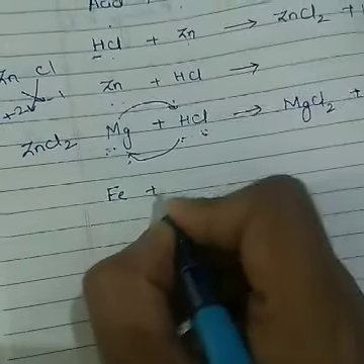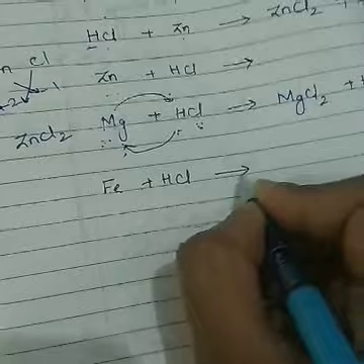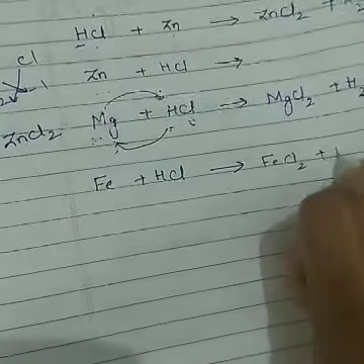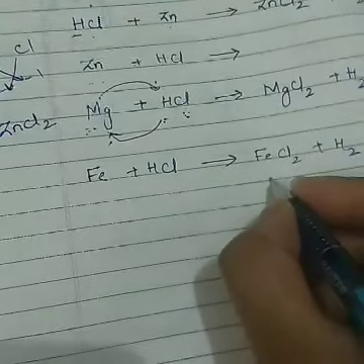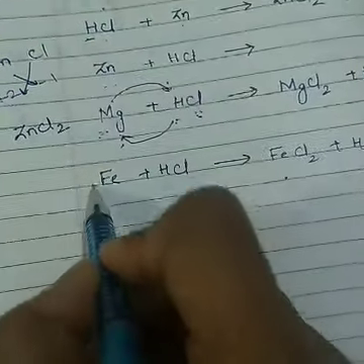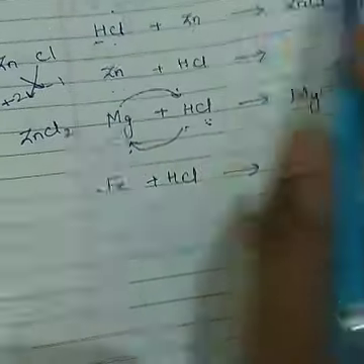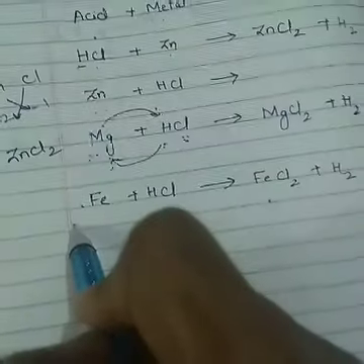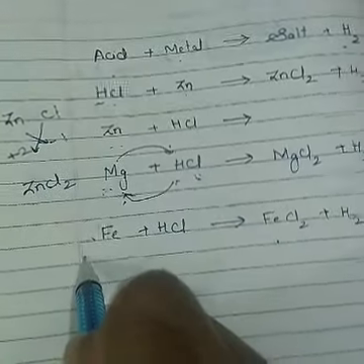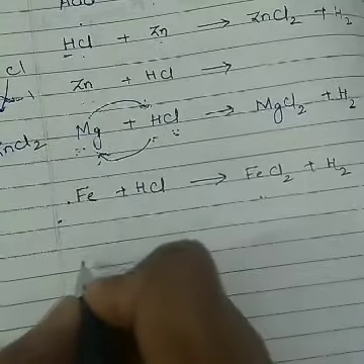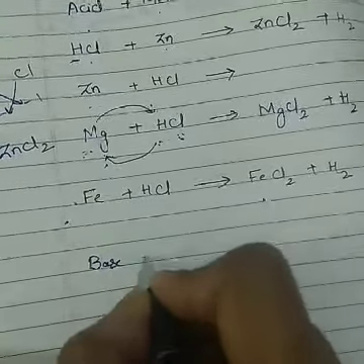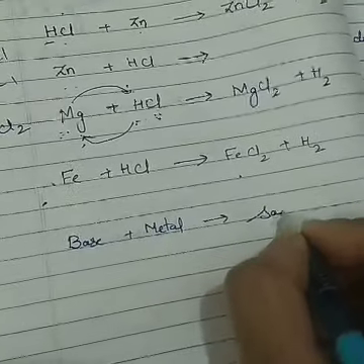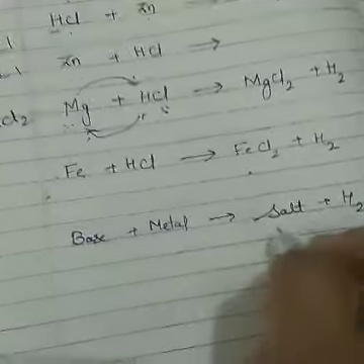Similarly, iron plus HCl gives rise to FeCl2 plus H2, iron chloride. Okay, these are all displacement reactions. So acid plus metal gives rise to salt plus hydrogen, which is the displacement reaction that you have done in the first chapter. Now, what will happen when a base reacts with a metal? It also forms salt plus hydrogen gas.